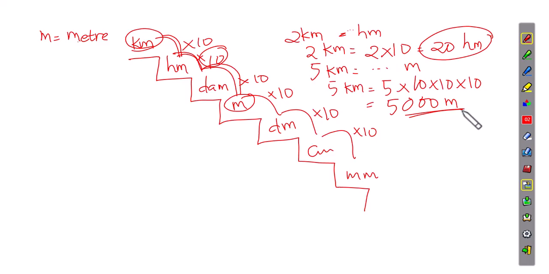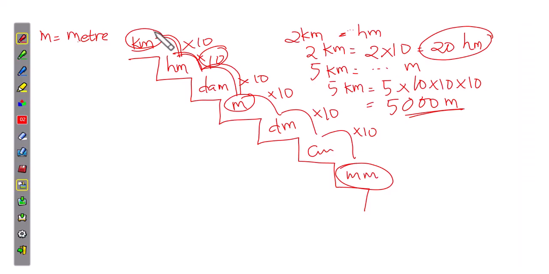In another case, we can change the units from the lowest part, and we use the opposite way. If from the top one going below, we times it by 10, then from the below part going up, we divide it by 10. This one divided by 10, this one again divided by 10, this one divided by 10, this one divided by 10.